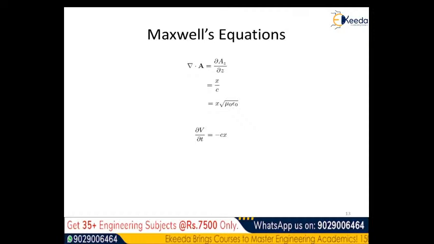When we differentiate the expression V equal to x multiplied by z minus ct, we get it in the form minus cx only. And when we substitute c equal to 1 upon square root of mu 0 epsilon 0 in place of c, we get del V by del t is equal to minus x divided by square root of mu 0 epsilon 0. So the observation is that del dot A, that is the divergence of A, is equal to minus mu 0 epsilon 0 del V by del t in the free space.